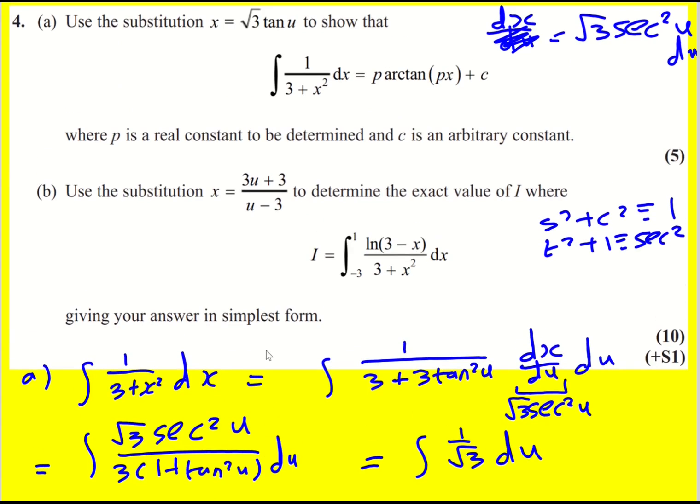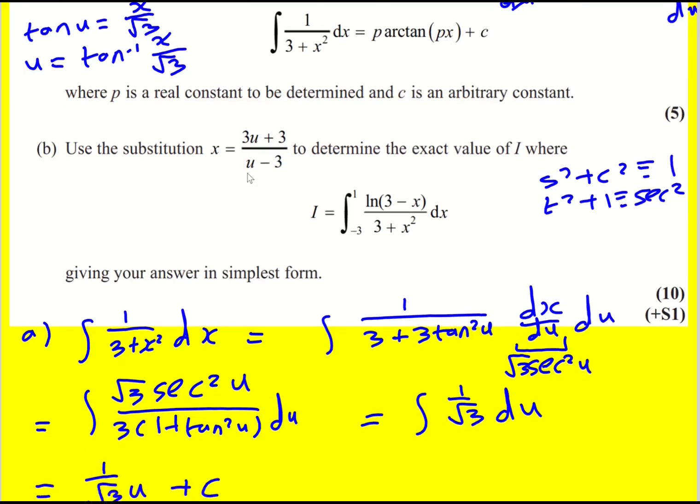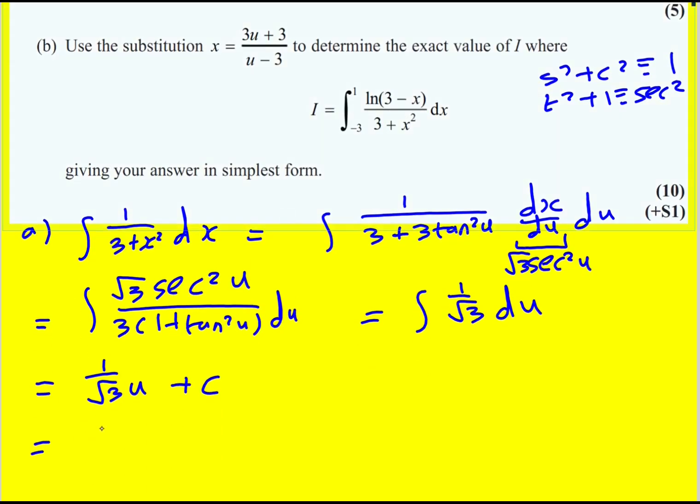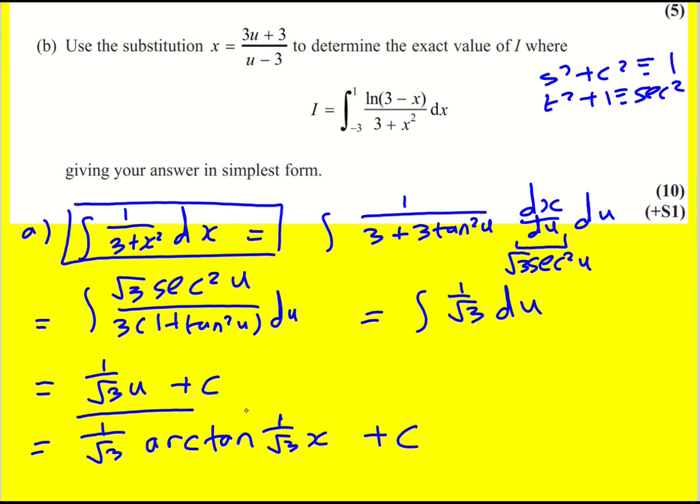We've got to get u back in terms of x, so tan u is x over root 3, so u is arctan or inverse tan. They have written it as arctan. I'll write it as inverse tan here, but in the answer I'll write it as arctan. So arctan of x over root 3. Or in fact, I think it was px, so let me write it as 1 over root 3 x. Right, first part completed.